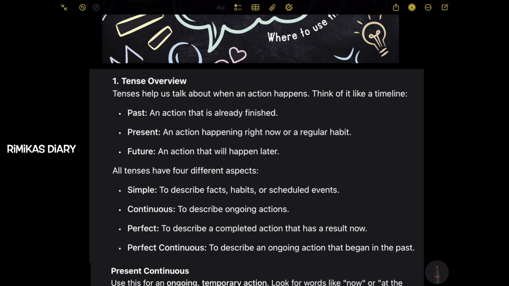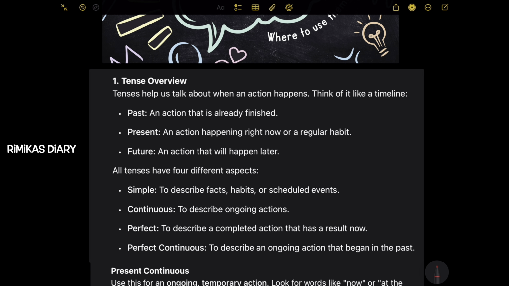Tenses help us talk about when an action happens. Think of it like a timeline: past, present, future. Past is an action that is already finished. For example, you could say you played hide and seek last week. That's past tense because it already finished.